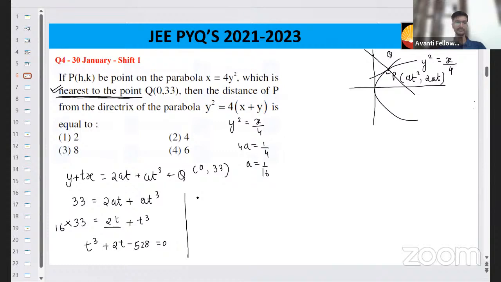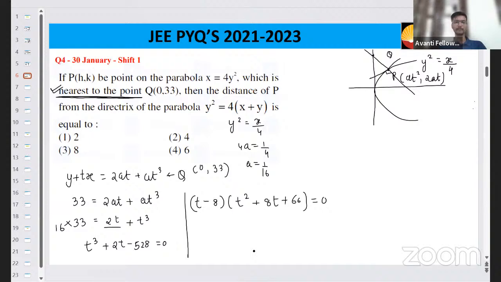Now, how to factorize this? One of the factors is t minus 8. I hope you know how to directly factorize a cubic. So it will be t minus 8 times t square, minus 8t square, so we want plus 8t, so minus 64t, plus 66 equals 0.